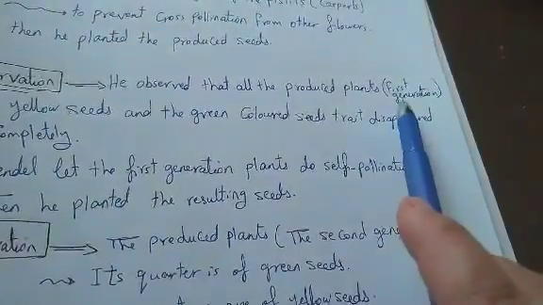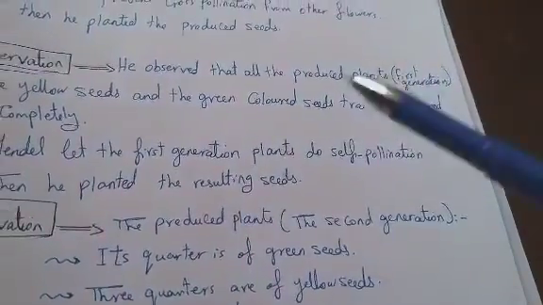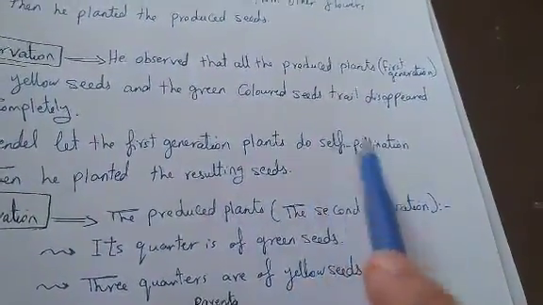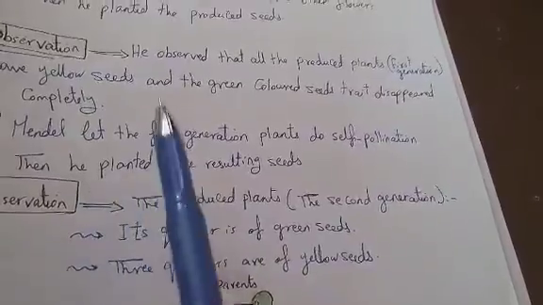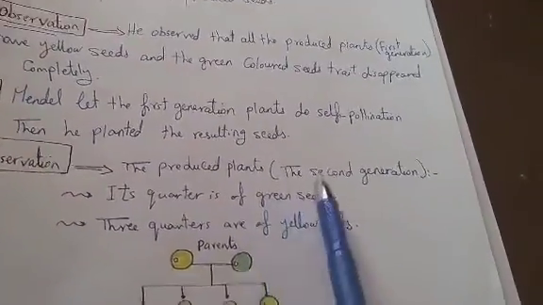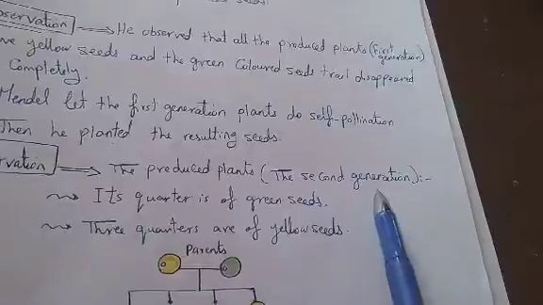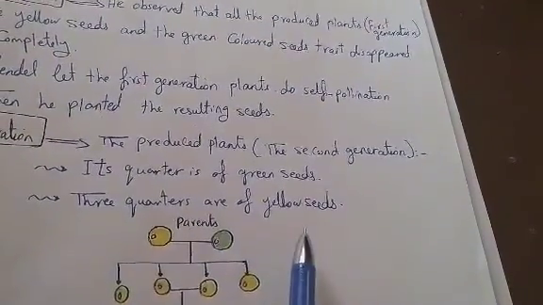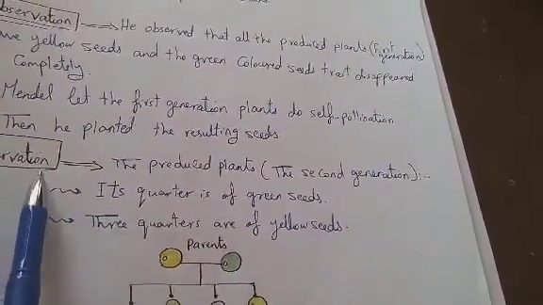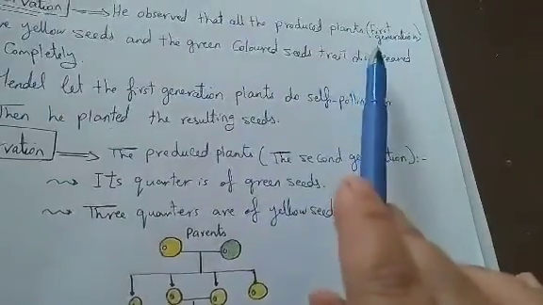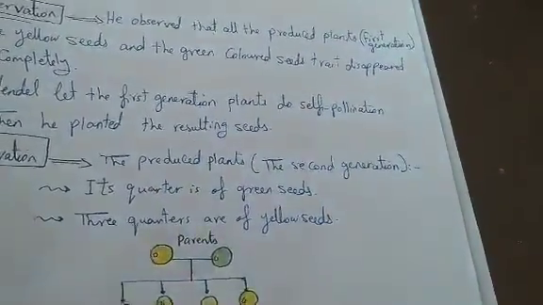Mendel let this first generation of plants do self-pollination by themselves. Okay? He let the first generation do self-pollination by themselves. Then he took again the seeds and planted the resulting seeds. Observation now. In the produced plants, the second generation, the second offspring, a quarter are of green seeds and 3/4 are of yellow seeds. Okay, girls, this is the observation after planting the seeds of the first generation that were produced from self-pollination.